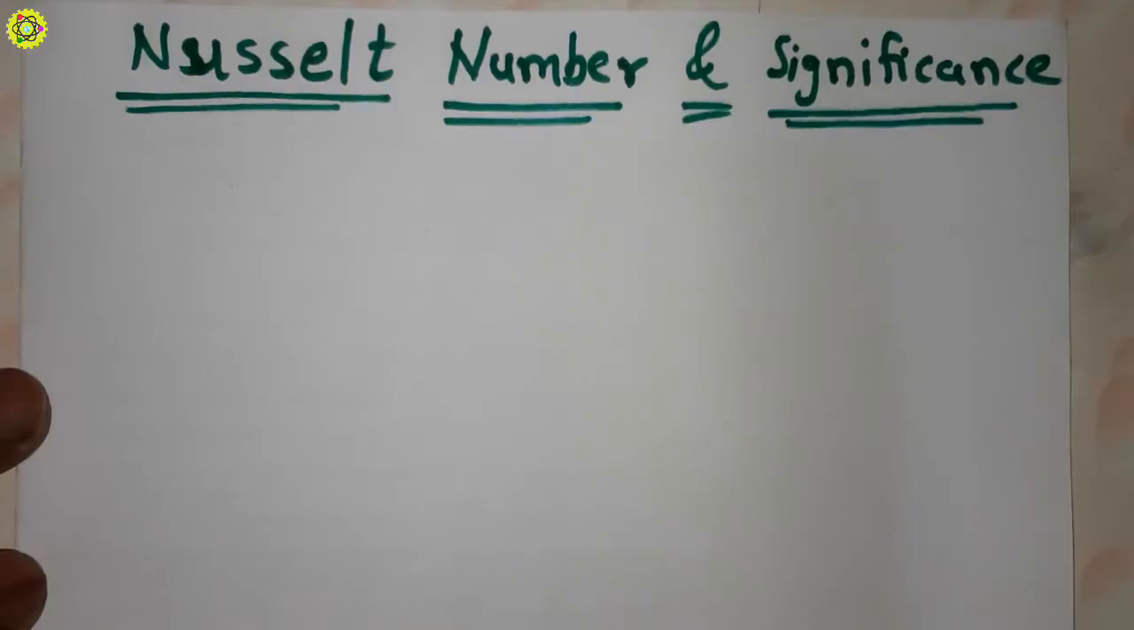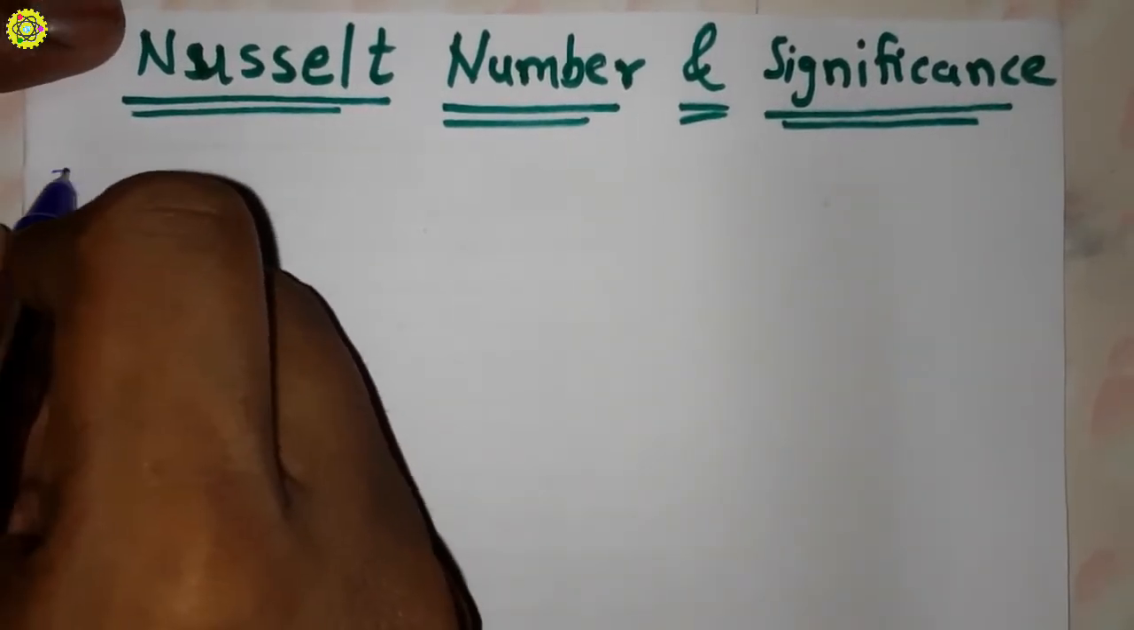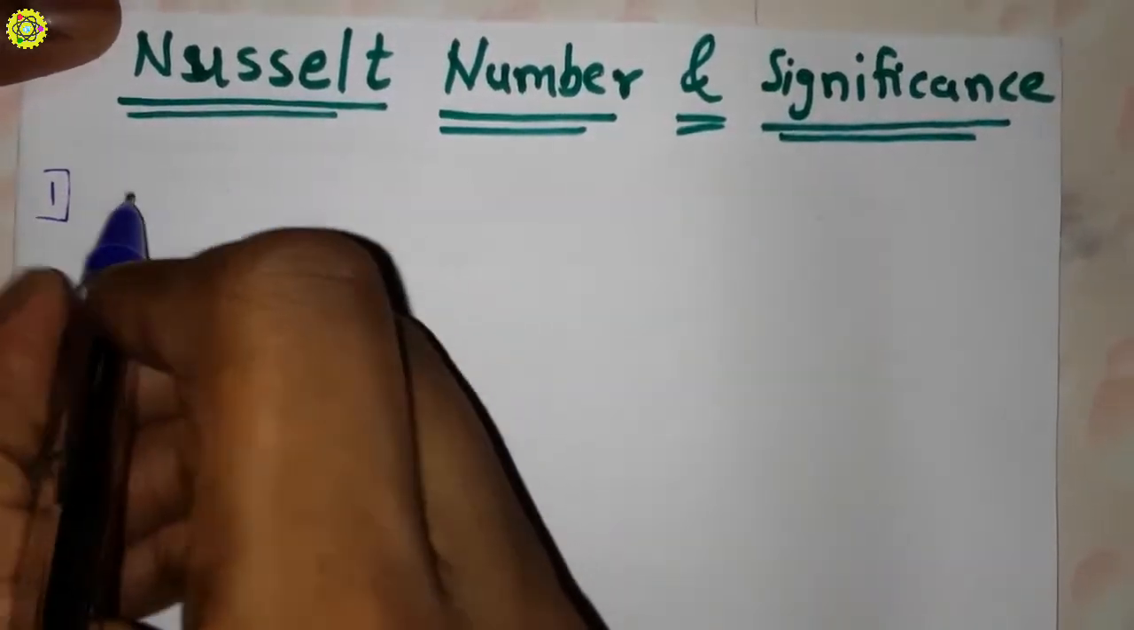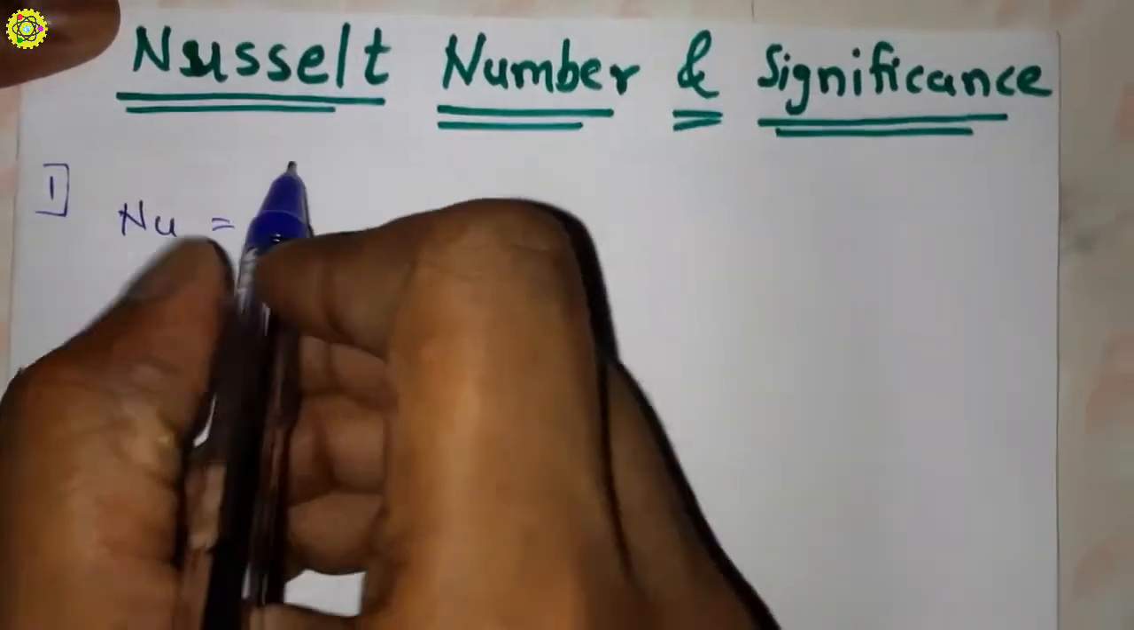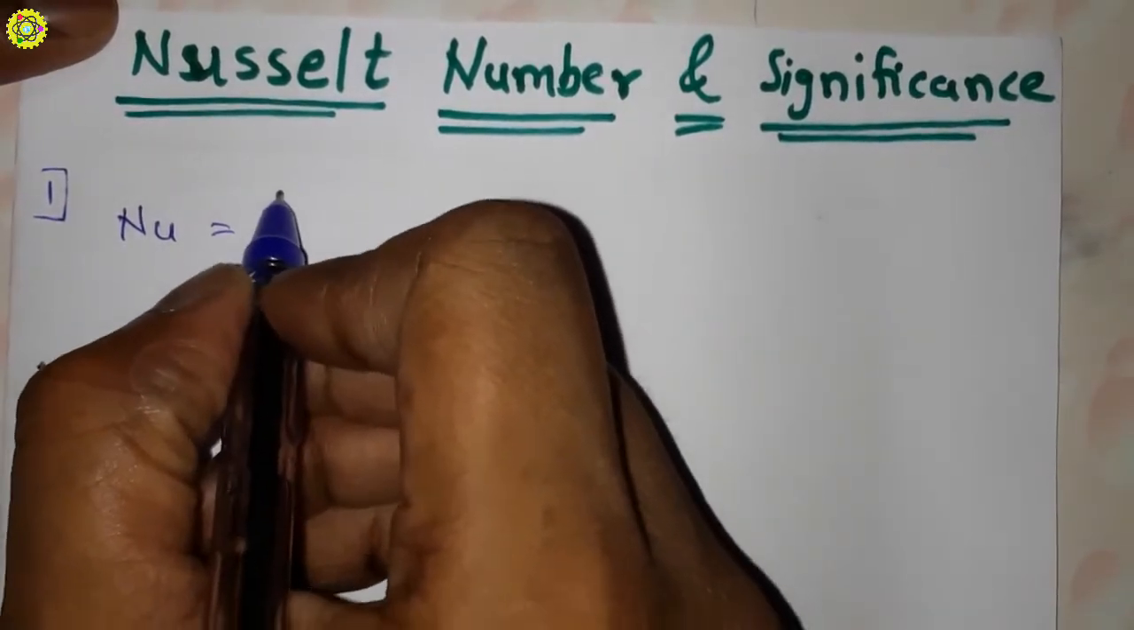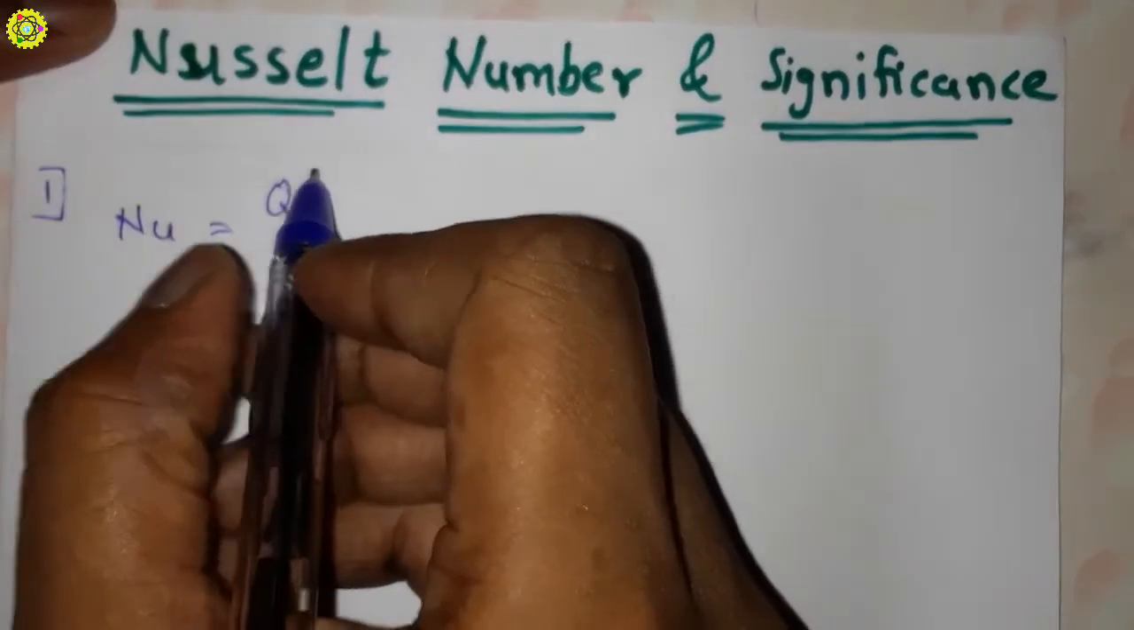Hello students, in this video we will understand Nusselt number and its significance by studying three definitions. Let's start with the first definition. Nusselt number is denoted by Nu, and here for the first definition we will write down the equation.